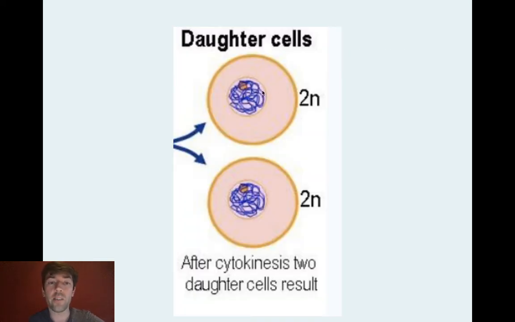And finally, it looks like this. You have 2 daughter cells, and you can see that each one has a nucleus, and that nucleus contains DNA.